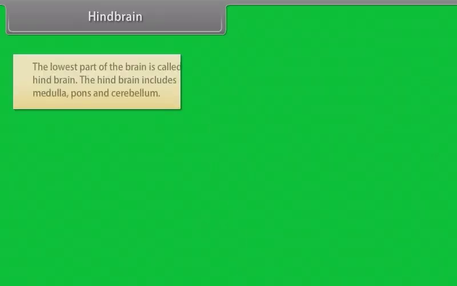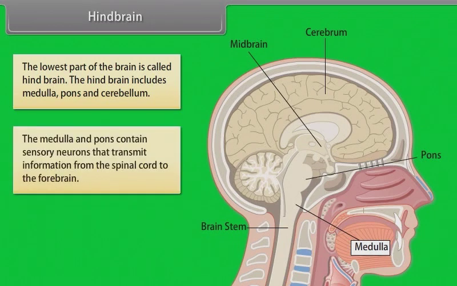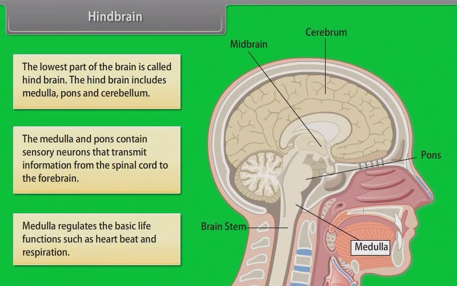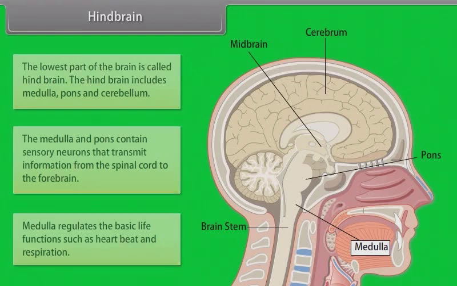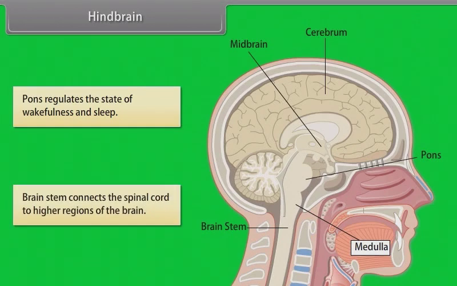Hindbrain. The lowest part of the brain is called hindbrain. The hindbrain includes medulla, pons, and cerebellum. The medulla and pons contain sensory neurons that transmit information from the spinal cord to the forebrain. Medulla regulates basic life functions such as heartbeat and respiration. Pons regulates the state of wakefulness and sleep. Brainstem connects the spinal cord to higher regions of the brain.